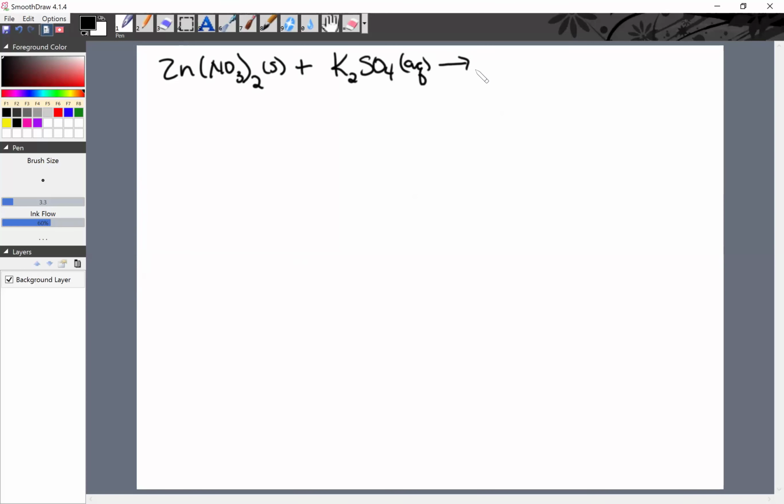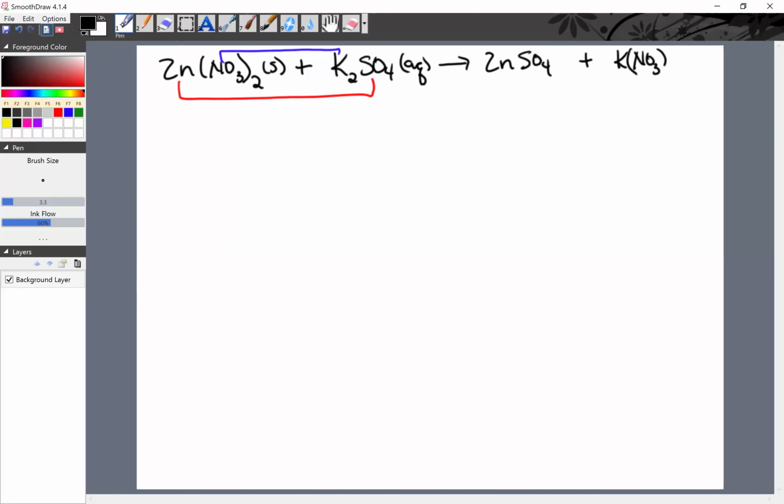Okay, well, the first thing is, what could they do? So I'm going to swap. Zinc is going to go with sulfate, and the potassium is going to go with the nitrate. So I believe I could make zinc sulfate and potassium nitrate. Now I have to make the correct formulas. Zinc is a +2, and sulfate's a -2, so it's balanced correctly. The potassium is a +1 and the nitrate is a -1, so it's balanced correctly.